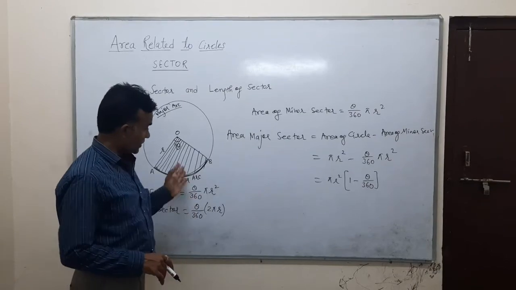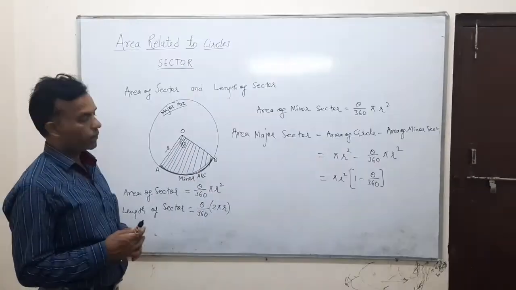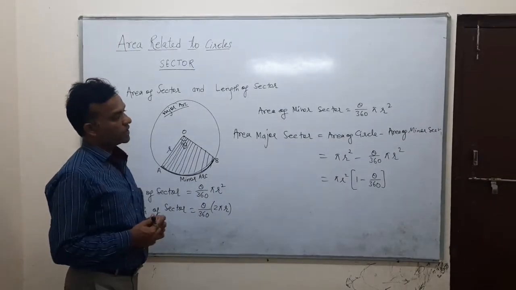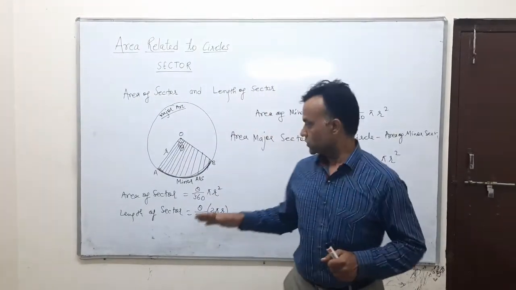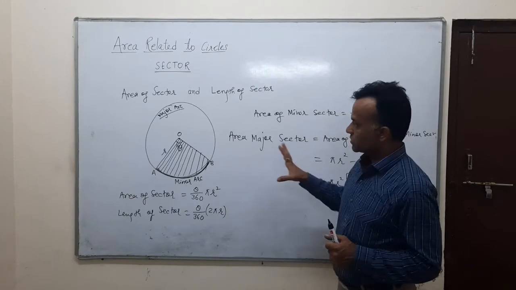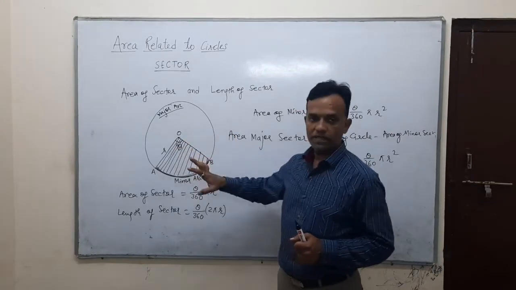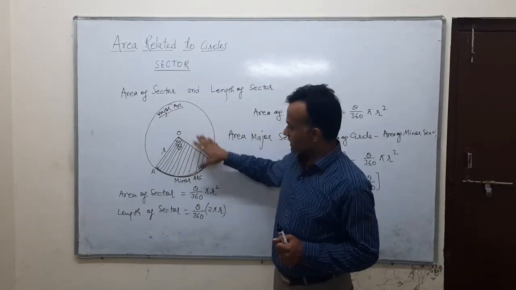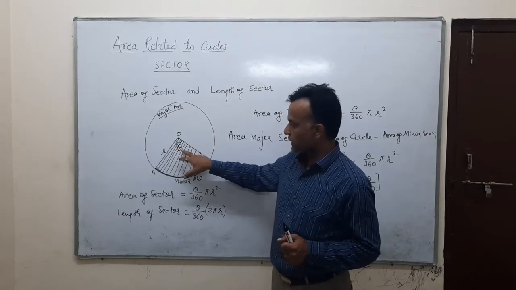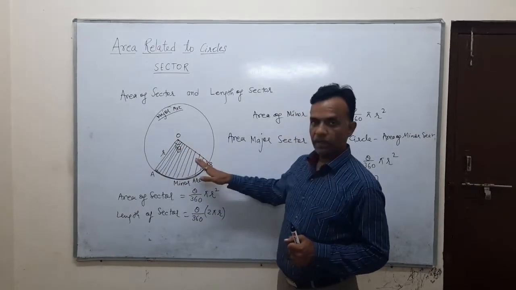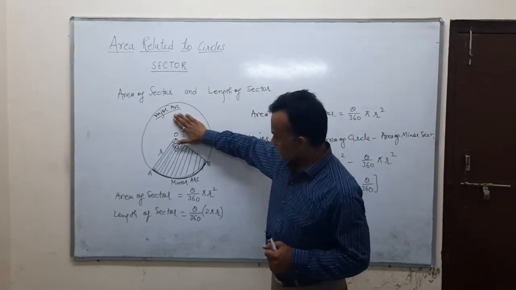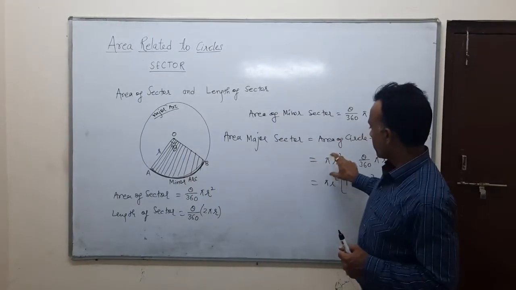Previously we discussed major and minor, and that is also important. Sometimes in the examination they ask you to find the major sector area, so you can calculate it by this formula. First you need to know the concept of which is minor and which is major. In the diagram, the part with the angle inclined by theta is the minor sector, and the whole remaining part of the circle is the major sector.